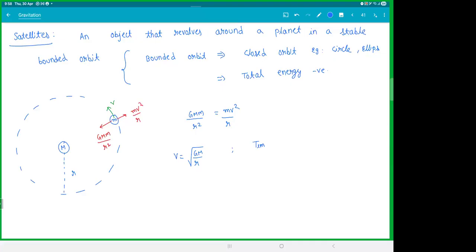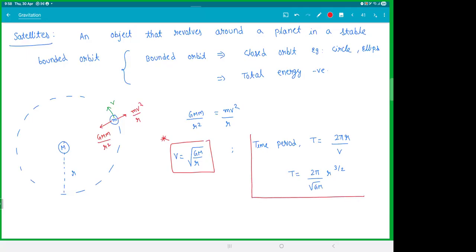The time period is given by 2 pi r, the circumference, by velocity. So this turns out to be 2 pi by root GM, r power 3 by 2. These are some standard formulas, everyone. The time period of a satellite and the speed of a satellite in an orbit of radius r. Please have a look at this. They're not difficult. Even in case you don't remember them, they're always easy to derive.